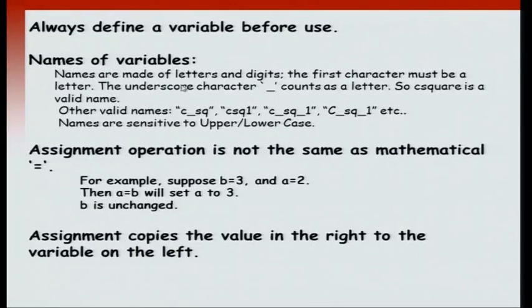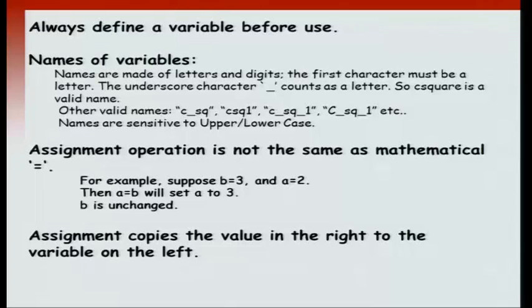Now a word about names of variables. In the C programming language, the names consist of numbers, letters, and an underline symbol, an underscore symbol. Okay, and there is a particular convention that a variable cannot start with a number. So the initial letter has to be a letter or an underscore. It cannot be a number, but further characters can be either capital letters, small letters, numbers or an underscore. Okay, so there are valid names like C underscore SQ, C SQ1, C underscore SQ underscore 1. So all these are valid.